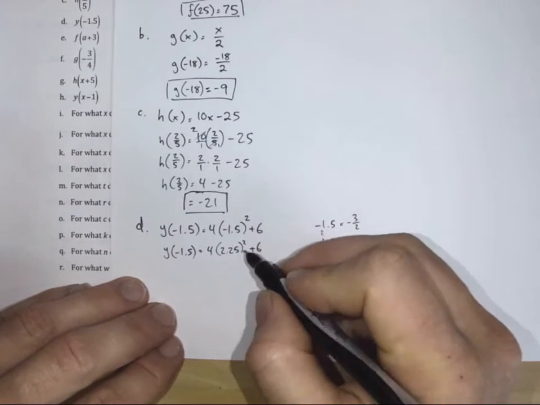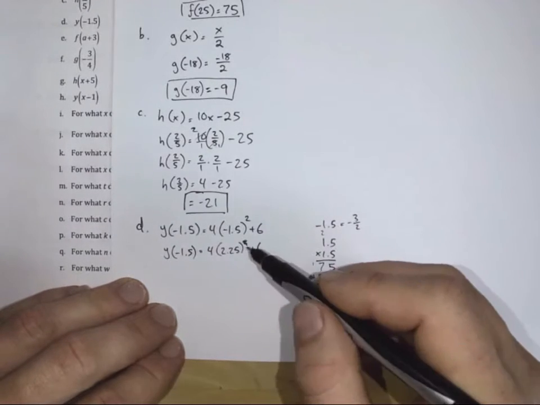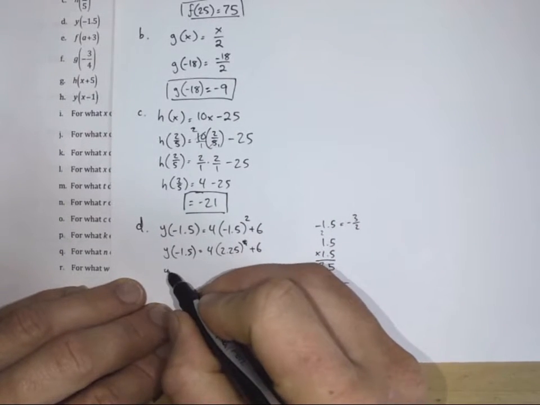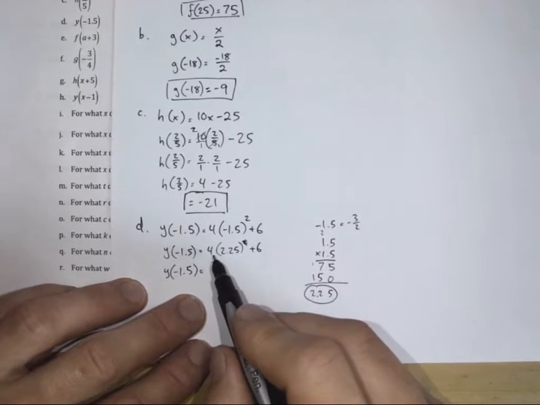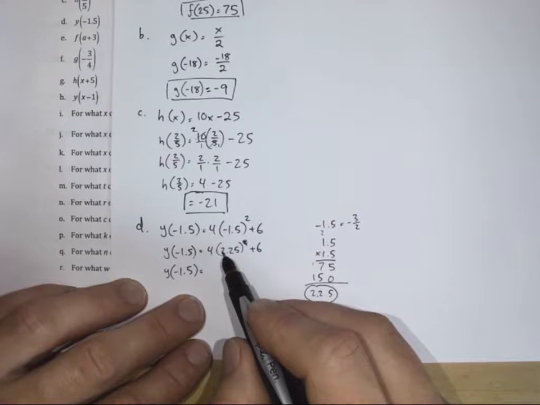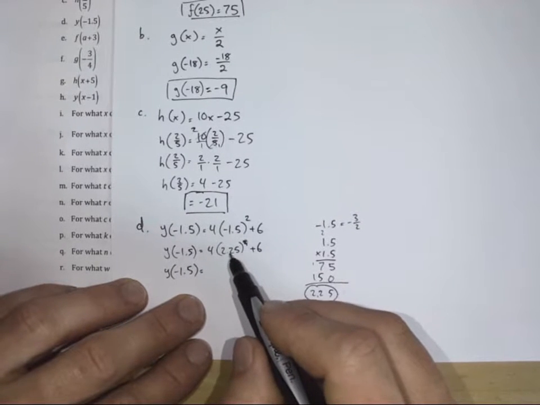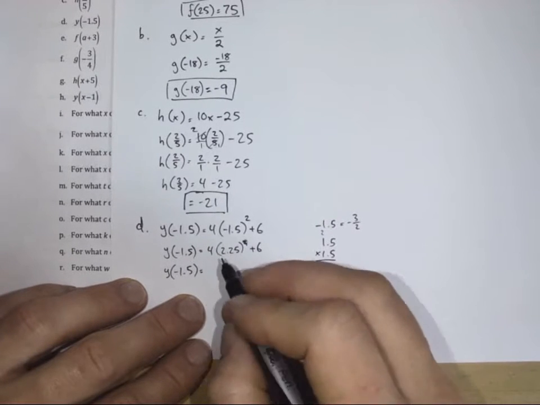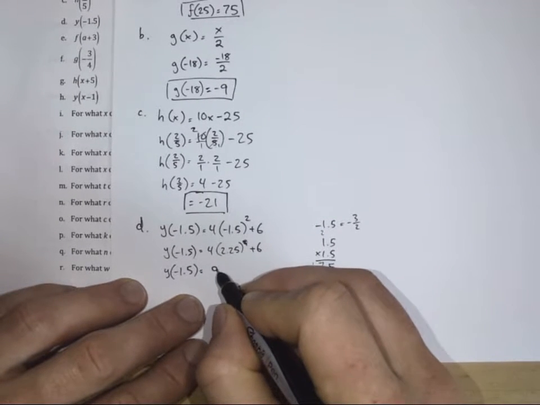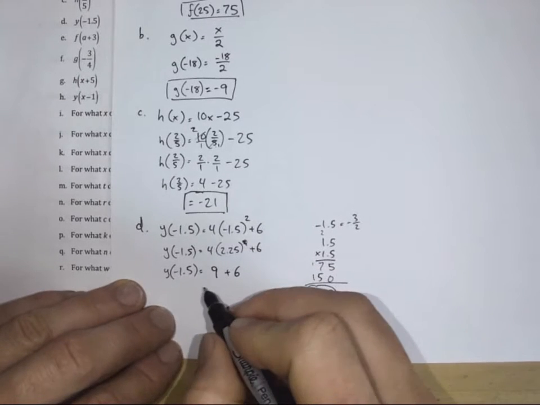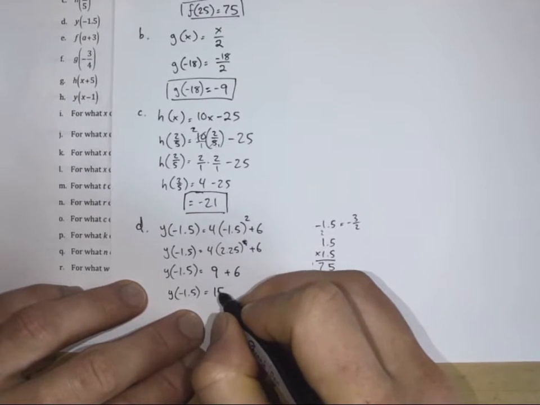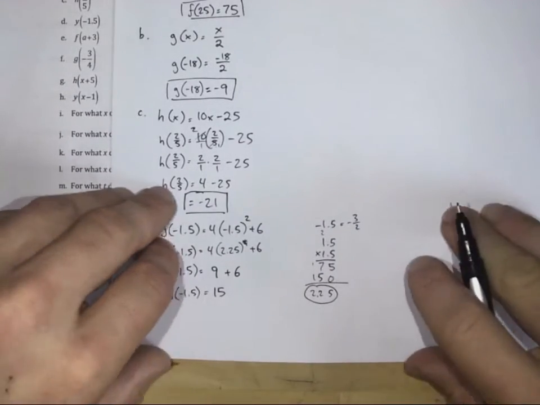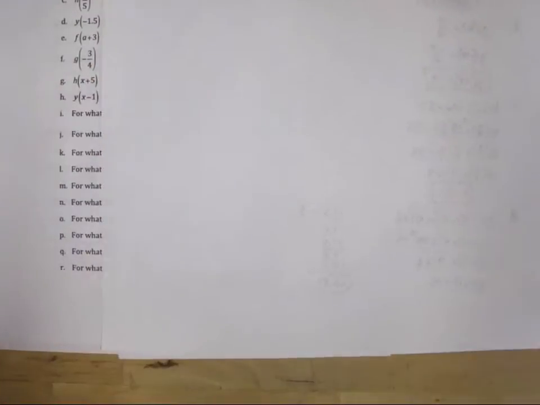Oops, I don't need that because we already squared. The next step is we are going to be multiplying that product by 4. I could do that the long way, but maybe I'll be a little creative here. I know 4 2s is 8, and I know 4 0.25s or 4 quarters is 1. So I think I can say that's 8 plus 1, so that's 9 plus 6. And 9 plus 6 is 15. So y of negative 1.5 is 15. Okay. So we'll move on. We'll take a look at 2e.